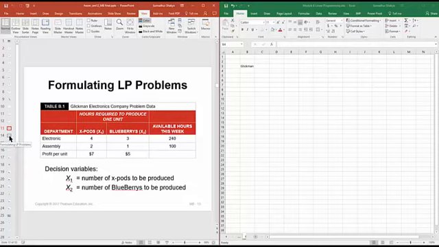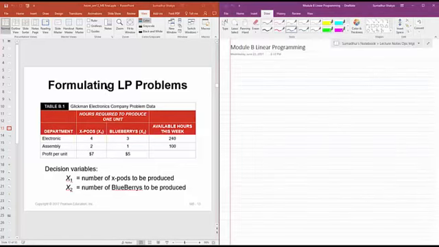So let's see how we can formulate the problem first. The first thing we need to set up is an objective function that determines what we are trying to do, or how we are trying to approach the problem. Since it is a profit, the more the profit, the better.